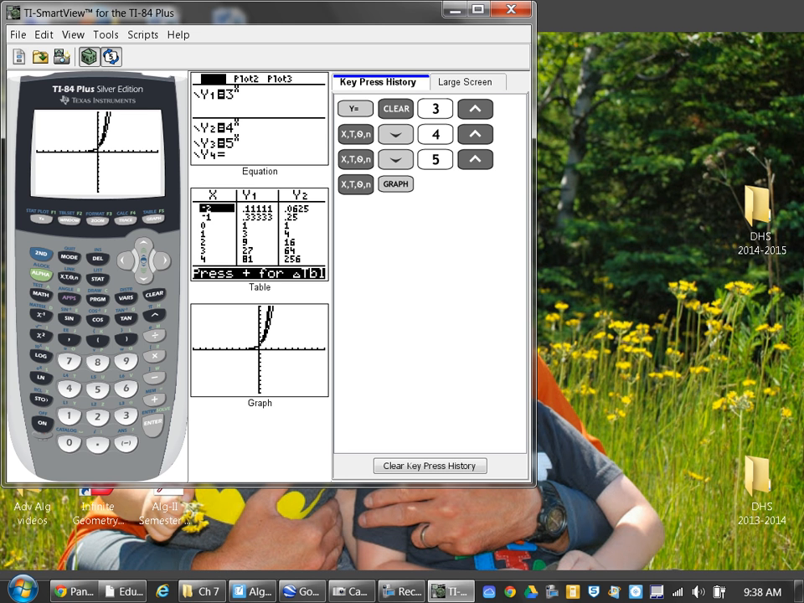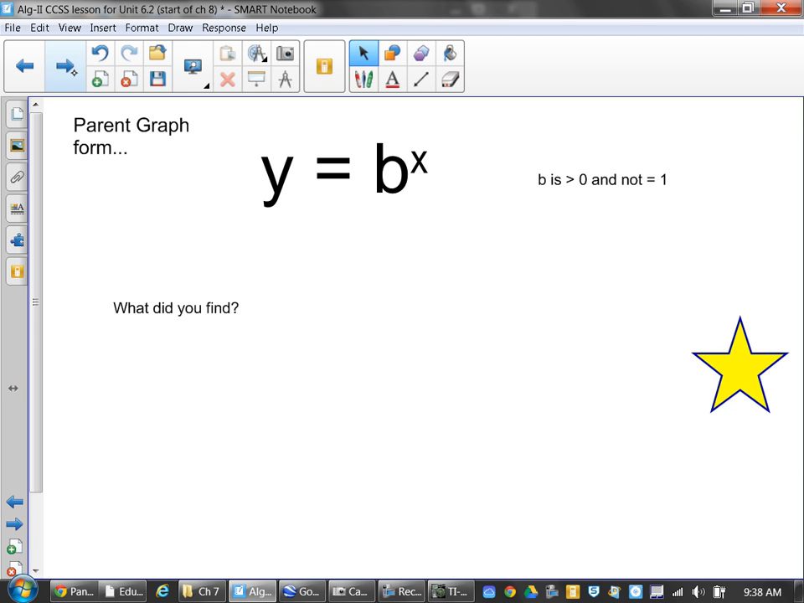All right, that average rate of change is different. Does that asymptote at 0 change at all? No. Still bounded the same way. So what you're looking at here are what are called the parent graphs of exponential growth functions. This is the parent graph of an exponential growth function, where b is greater than 0 and not equal to 1. So it's b to the x: 2 to the x, 3 to the x, 4 to the x, 5 to the x, and so on.